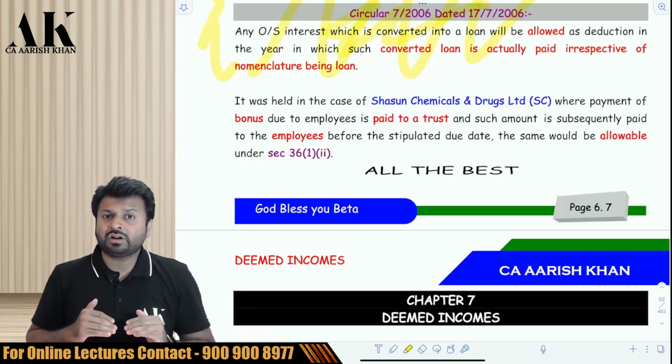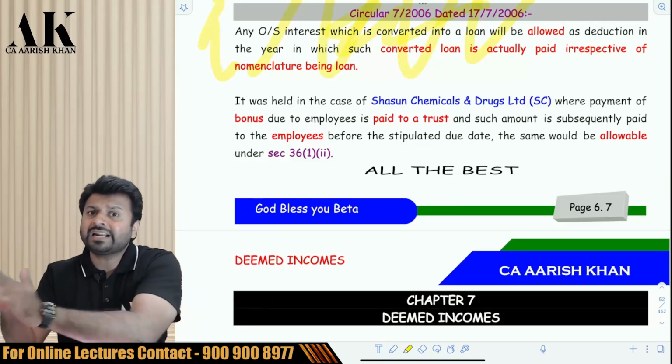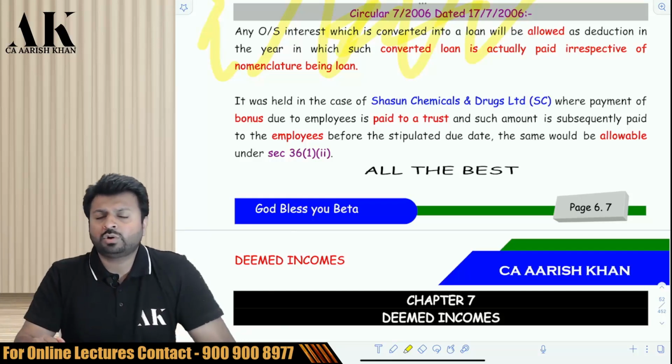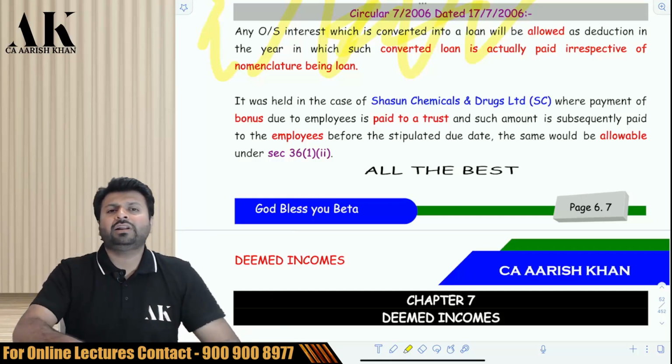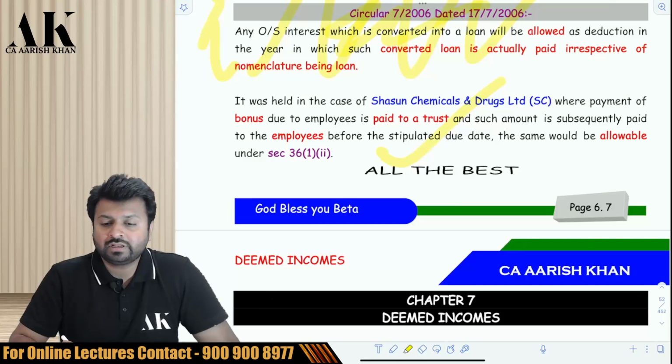The dispute was resolved before the due date of filing of return. I formed the trust before the due date of filing of return. And even the trust made the payment to the employees before the due date of filing of return. Will that be allowed as deduction? And the answer is definitely yes. There is nothing in this world that can stop you from claiming deduction of this particular expenditure now. Don't worry about it. Okay.